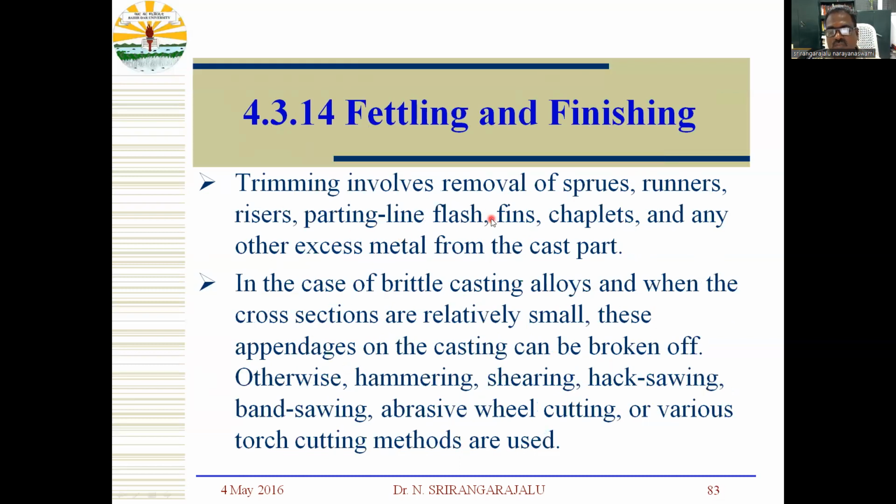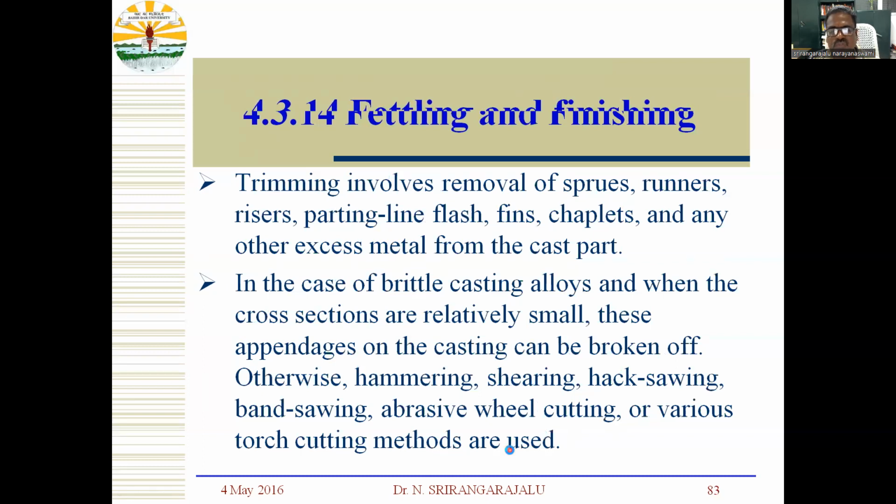Trimming involves removing sprues, runners, risers, parting line flash, fins, chaplets, and any other excess metal from the cast part. In the case of brittle casting alloys, and when the cross sections are relatively small, these appendages on the castings can be broken off. Band sawing, abrasive wheel cutting, or various torch cutting methods are used.